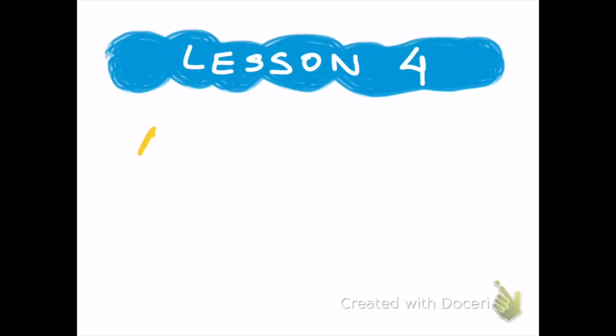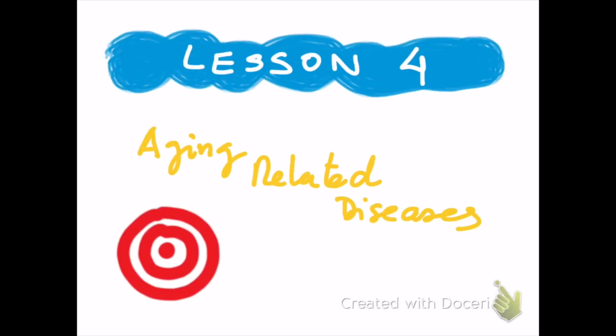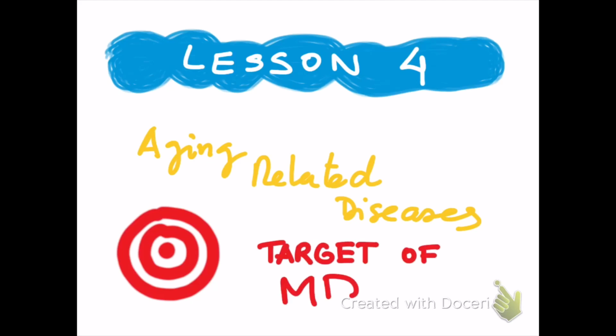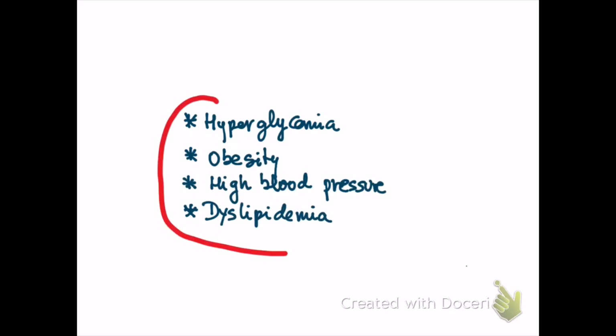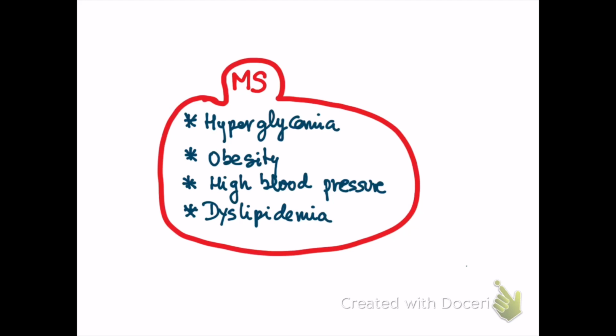This is the video corresponding to lesson 4. In this lesson, we are going to study aging-related diseases that are target for Mediterranean diet. In the first group of diseases, we can find hyperglycemia, obesity, high blood pressure, and dyslipidemia.